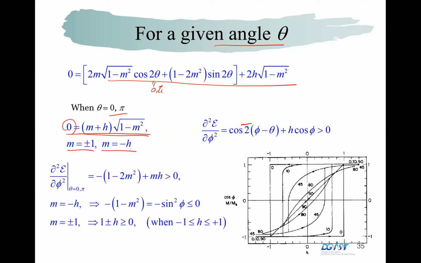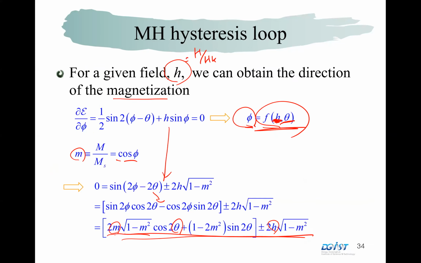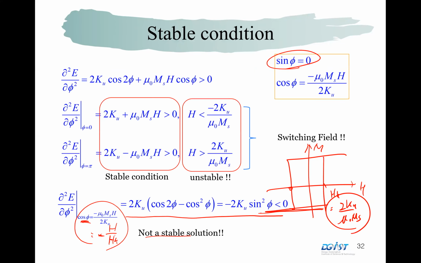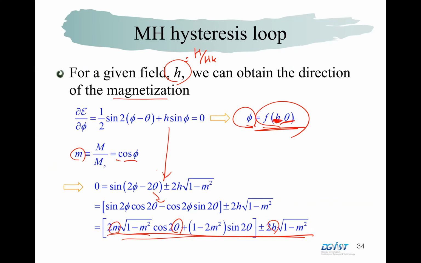Okay, and we check it. The second derivative of this energy equation has this form for theta is 0. And when m is minus h, the solution is always negative, so it's unstable. So this is not the solution. And this is the solution with this condition. So actually, this is the same result which we already did with these equations. Yeah, this one. I repeated this one for the general case.